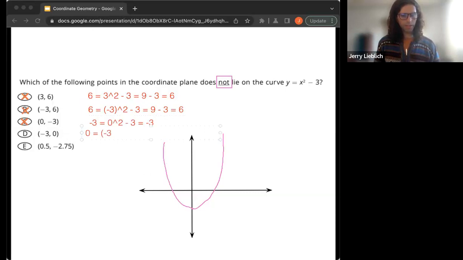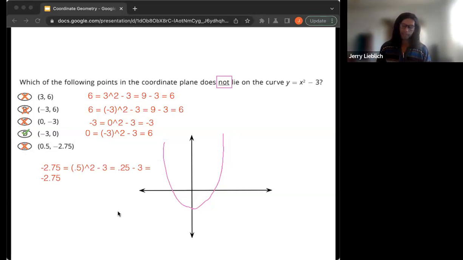0 equals -3 squared minus 3. So 9 minus 3 gives us 6. Aha! This doesn't work. It's not on the curve. It's what we want. And just to test this last one, -2.75 equals 0.5 squared minus 3. 0.5 squared would be 0.25 minus 3, which would be -2.75. Also falls on the curve, not our choice.